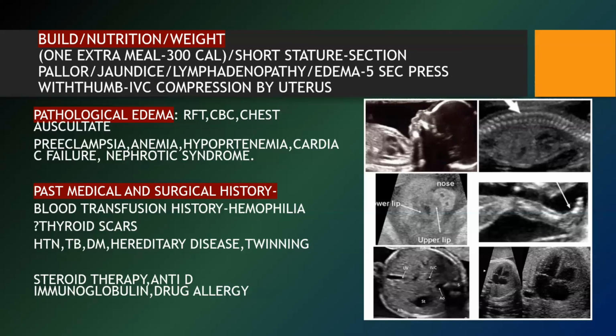Past medical and surgical history. Any history of blood transfusions in the past is suggestive of hemophilia. Any thyroid scars on the midline. Any history of hypertension, diabetes, chronic diseases like tuberculosis, hereditary diseases, or any twins. Drug history includes any steroid therapy the patient is on, anti-immunoglobulin therapy, or any history of drug allergy; we have to inquire.